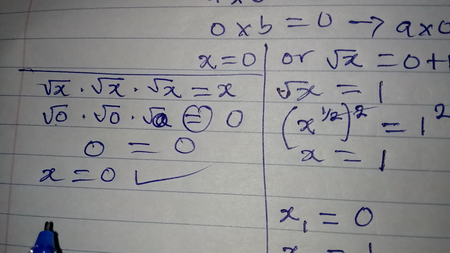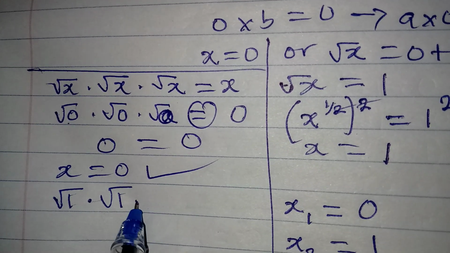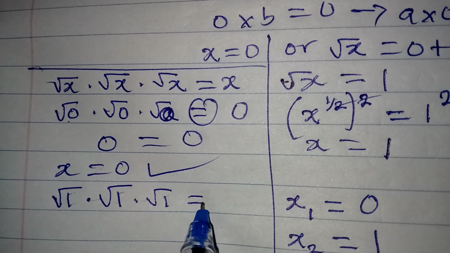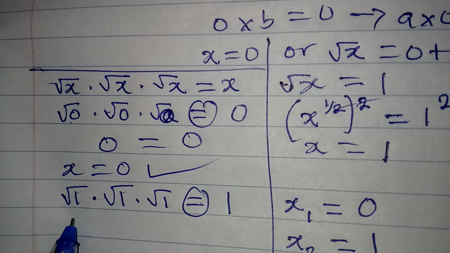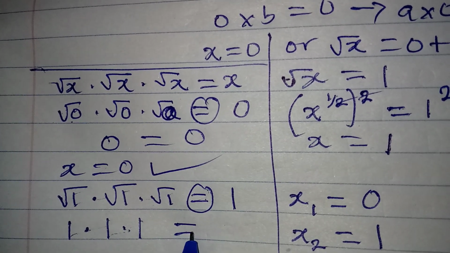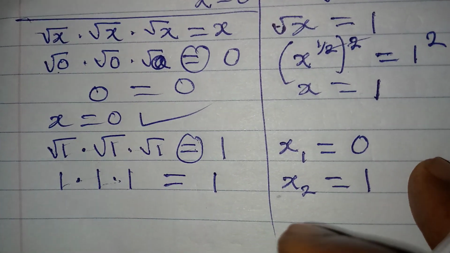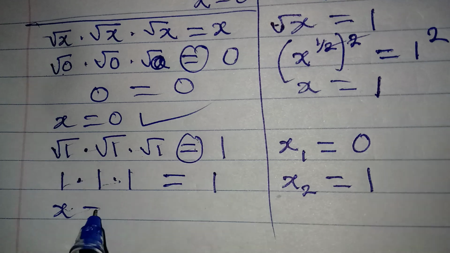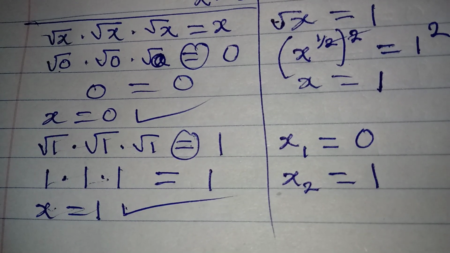Now let's put in 1. So we have square root of 1 times square root of 1 times square root of 1. Will this be equal to 1? And the answer is yes, because square root of 1 is 1, times 1 times 1, and this will eventually give us 1. Okay, so this is a confirmation that x is equal to 1 also satisfies the given equation.